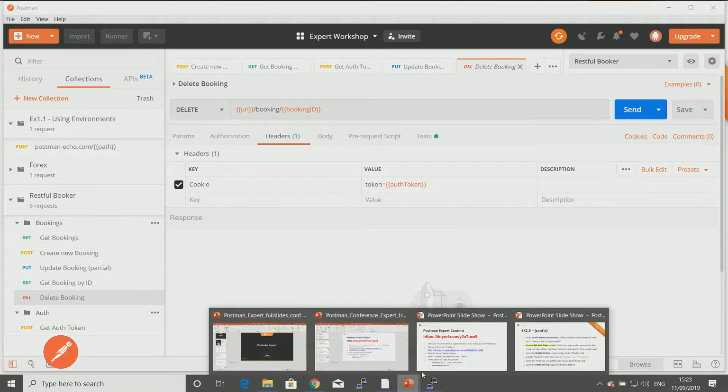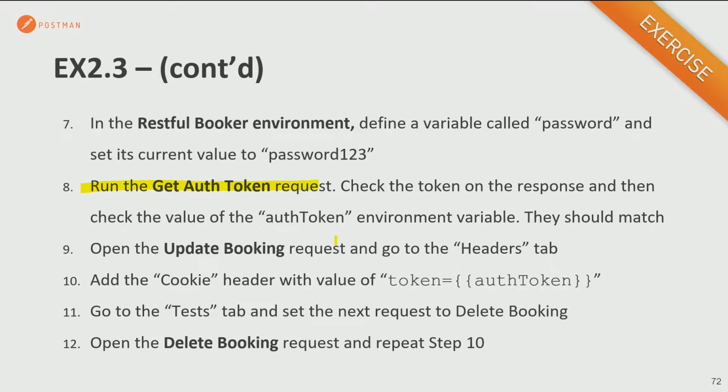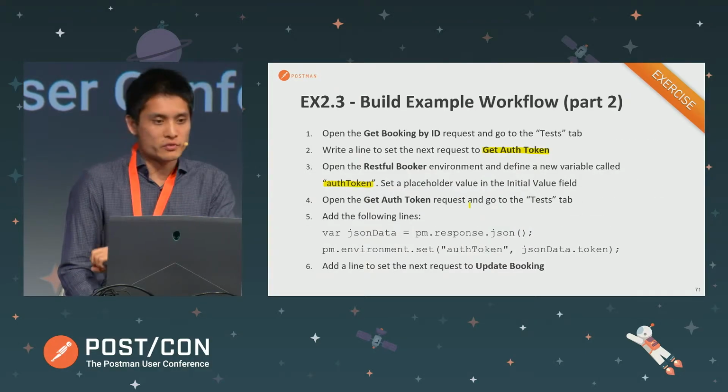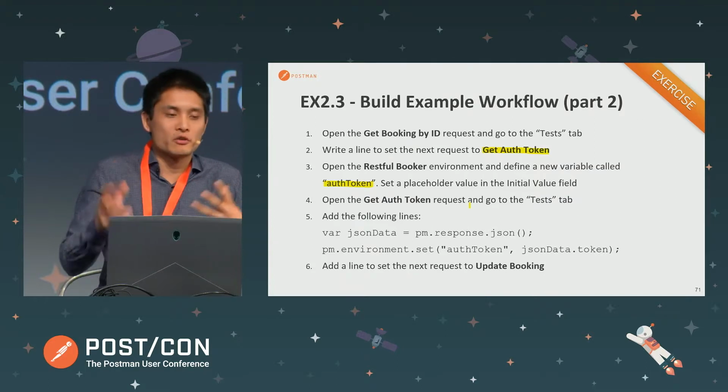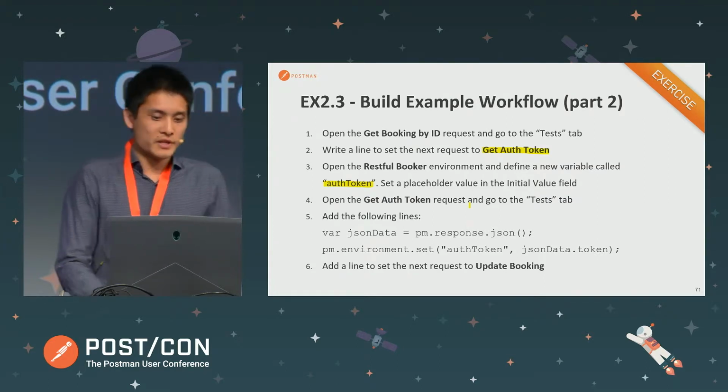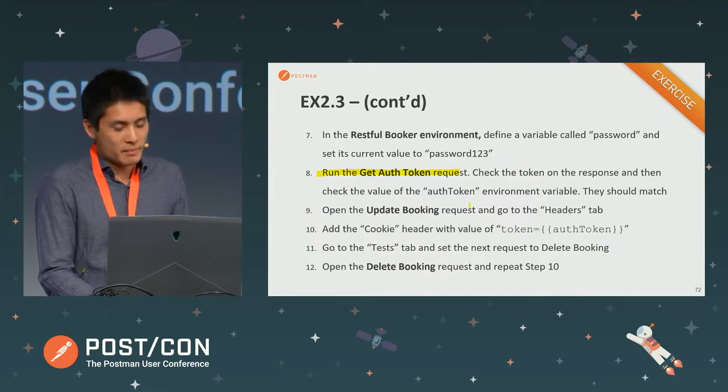So that is exercise 2.3. So that's up to step number 12. Let's go up to step number 12 for now. And once we're finished with that, I'll demonstrate the remaining steps where we're basically going to run that sequence manually. So exercise 2.3 up to step number 12.